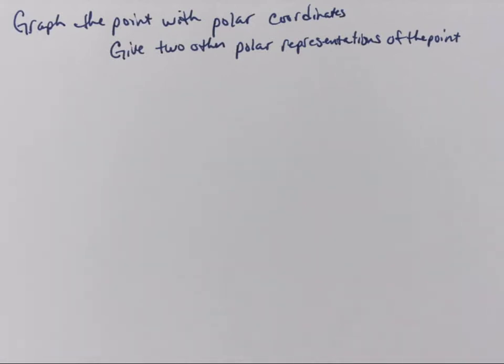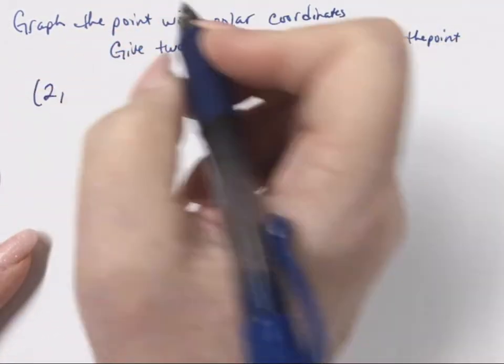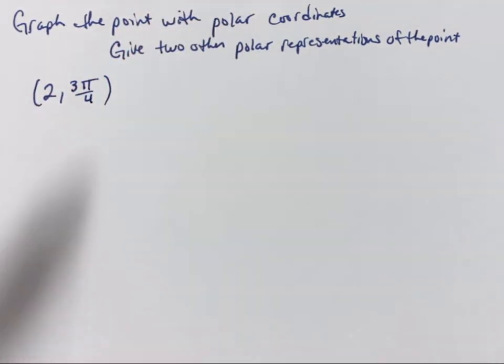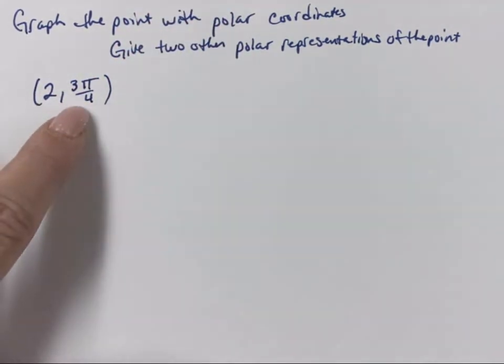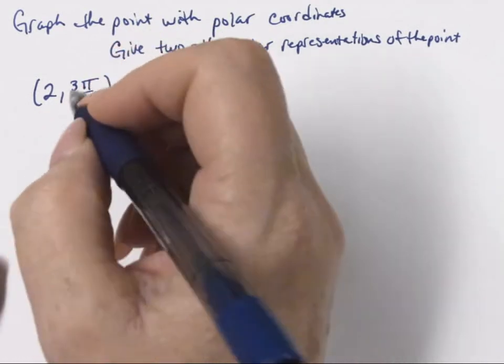Right, so here we are going to graph the point with polar coordinates, and then we're going to give two other polar representations of the point. So we're looking at 2 comma 3 pi over 4. Remember, this is r and this is theta. So when we graph this, we're going to graph the r and we're going to graph the angle. And you need to represent both.